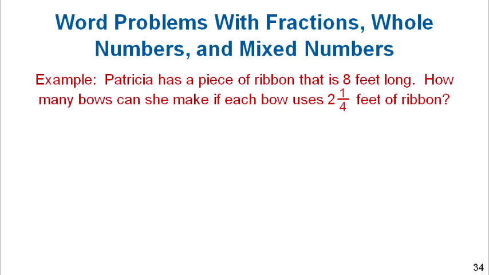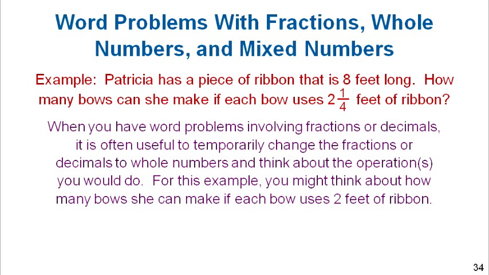In my last example in this video, I'm going to look at another word problem. I'm going to suppose that Patricia has a piece of ribbon that is 8 feet long and she wants to use it to make some bows. I'm going to find out how many bows she can make if each bow uses 2 1/4 feet of ribbon. Fractions scare a lot of people. Thus, you might find it helpful to think about how you would solve this problem if the 2 1/4 were a whole number. So, think about how you would solve the problem if each bow used 2 feet of ribbon instead.